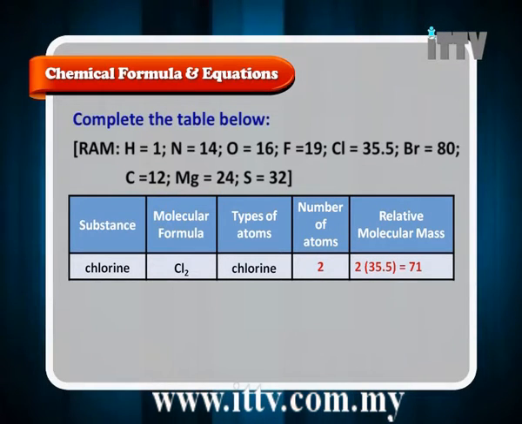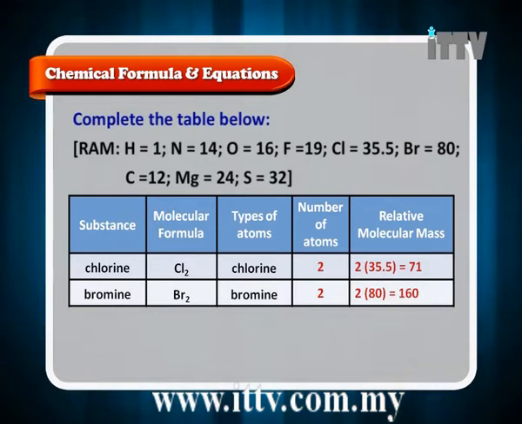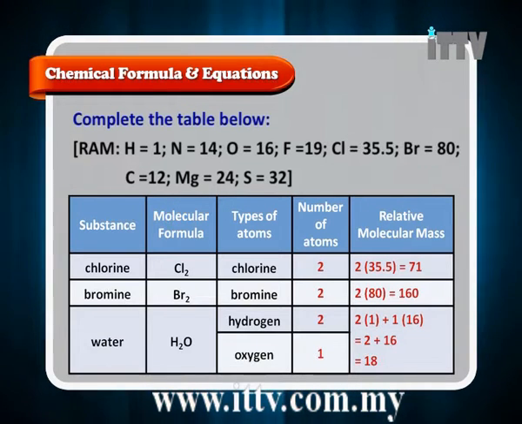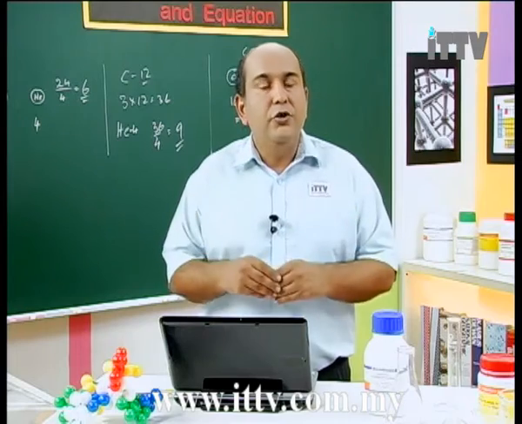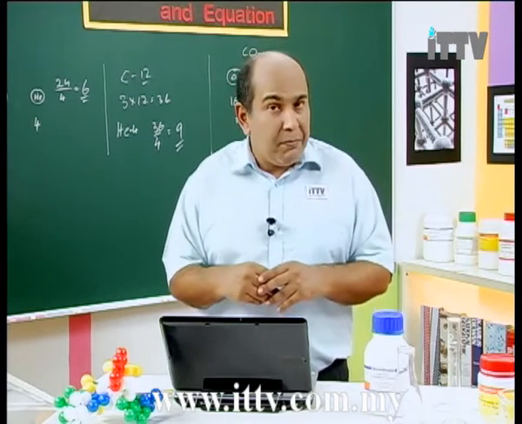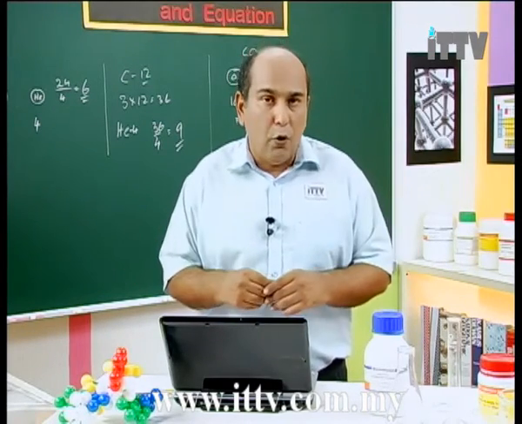Similarly, chlorine, Cl2, 2 times 35.5 equals 71. Bromine, Br2, 2 times 80 equals 160. Now, water is made up of 2 hydrogens, so that's 2 times 1, and 1 oxygen, which is 1 times 16. 2 plus 16, 18. So when you have a compound where you have 2 different atoms or more, you need to just multiply them by their number and then add them up for the whole compound.